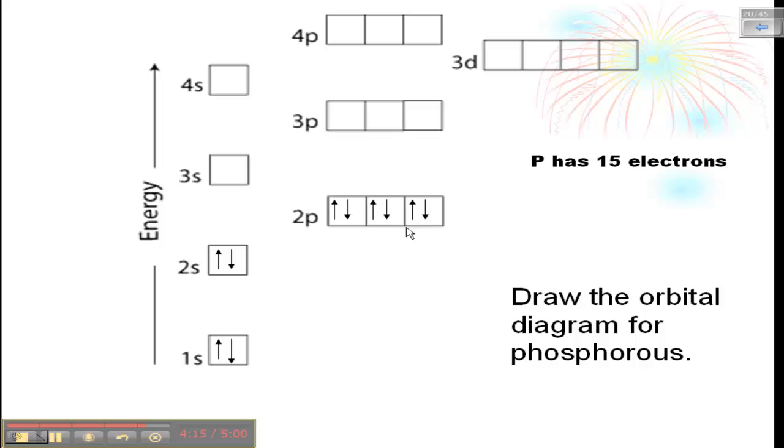At this point we have accounted for 10 electrons. Our next 2 are going to go in the 3s. Now we're back in a p here, so we go 1, 2, and 3. Now we have 15 electrons, so this is the orbital diagram for phosphorus. And I did make a mistake here. There should be 5 orbitals on this 3d. So here is the orbital diagram for phosphorus.